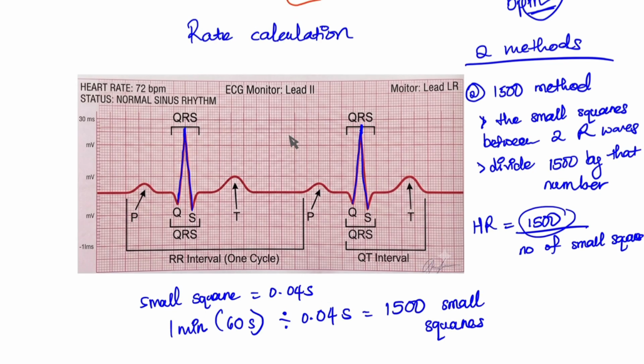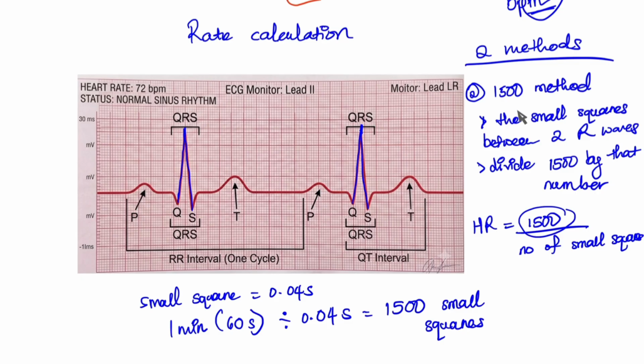So that's basically it. Firstly, identify your R waves. And then if you're going to be using the 300 method, you count the large squares in between the R waves and then divide 300 by that number. But if you're using the small squares, you're going to bring 1,500 and then find the number of small squares after identifying the two consecutive R waves and then divide 1,500 by that number.